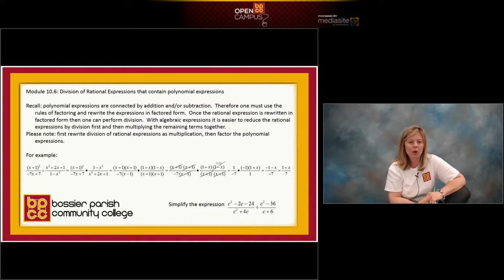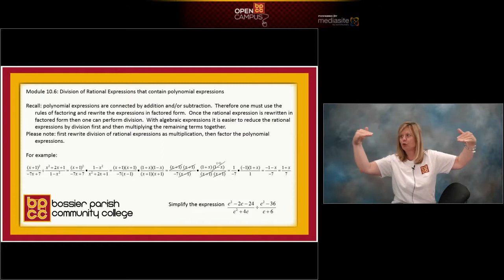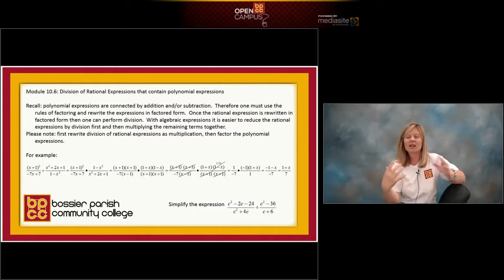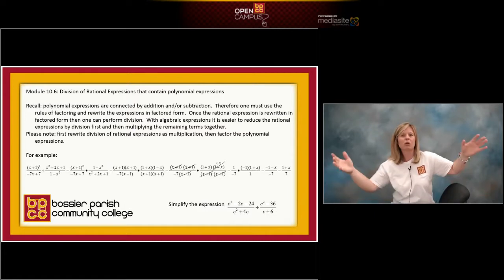x plus 1 squared over negative 7x plus 7 divided by x squared plus 2x plus 1 over 1 minus x squared. Boy, is that not pretty. I agree. It's okay. We can work through this. The first thing we notice is we have two fractions because there are two fraction bars, and in between them is the operation of division. So I sing to myself, dividing fractions easy as pie, flip the second and multiply.